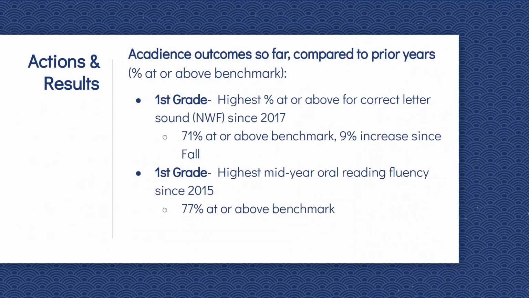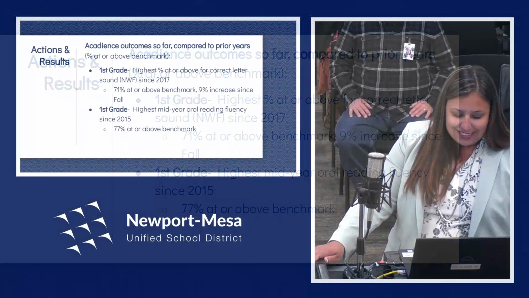So we've seen some big gains since fall. From fall to winter, we saw a 9% increase in students meeting the benchmark in the nonsense word fluency measure. And even more exciting, we have 77% of our students meeting their mid-year first grade fluency benchmark. This is the highest it's ever been since we started using Acadience in 2015. So we're really proud of that.